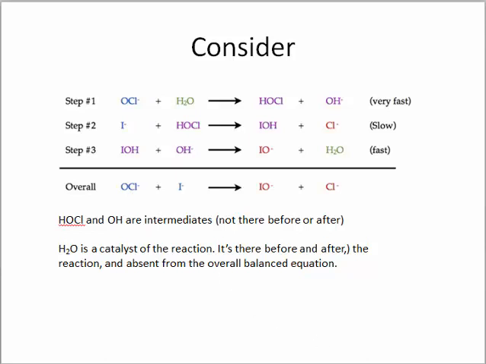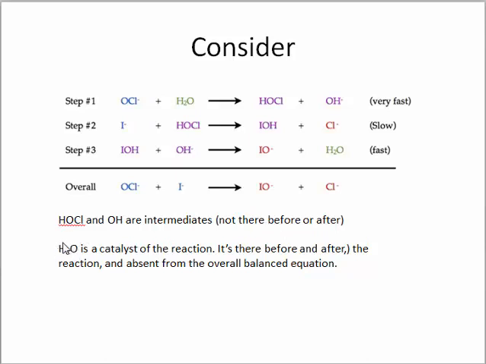Let's consider the following three-step reaction for a moment. Step 1, OCl reacts with water to make HOCl and hydroxide. Step 2, iodine reacts with HOCl to make HOI and chloride ion. Step 3, IOH reacts with the hydroxide to make IO ion and water. Now, HOCl and OH are intermediates.